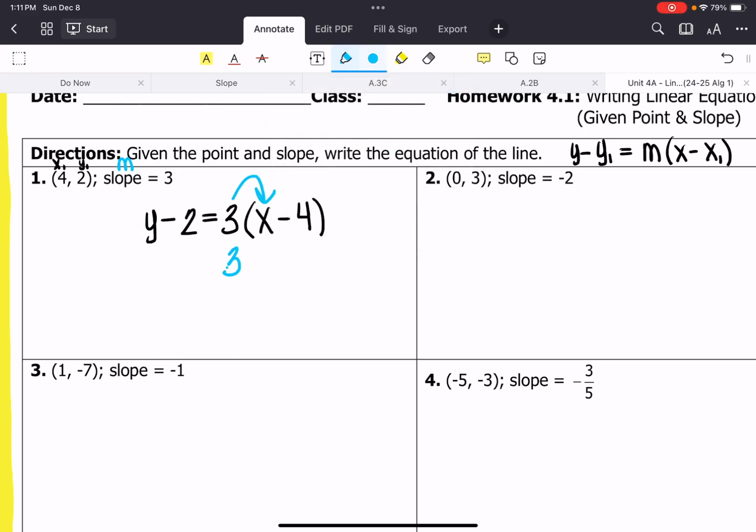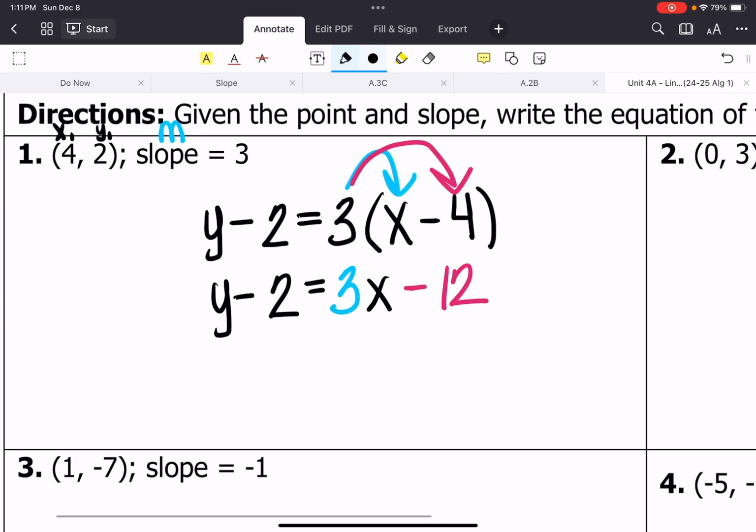3 times x, which just gives me 3x. 3 times negative 4, which gives me negative 12. On the left-hand side, I still have y minus 2.